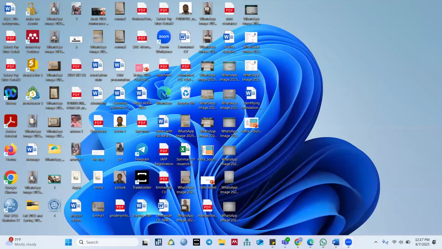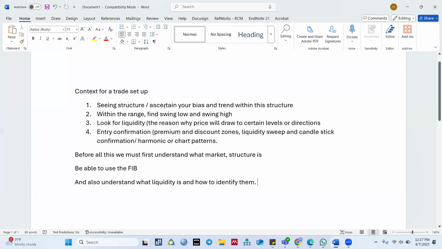Good. So I want us to quickly discuss how to set the context for a trade setup. Can you see my screen? Can you see my screen, Ben? Yeah, I can see a screen.